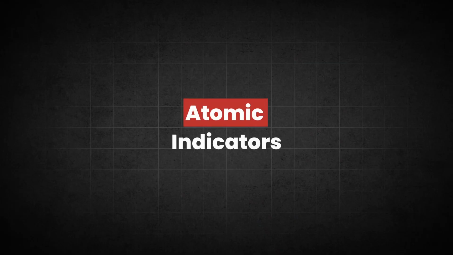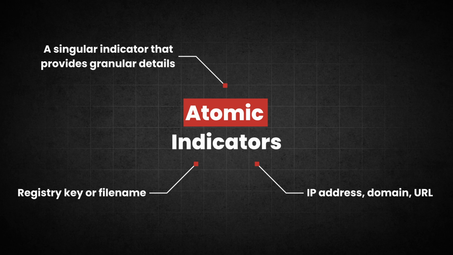There are different categories that indicators can fall into. Threat intelligence vendors will use these categories when reporting on threats. You have atomic indicators. These are singular indicators that provide granular details about a specific thing. It could be an IP address that appears in a DNS log, the address you find in a phishing email, or a registry value on an endpoint machine.